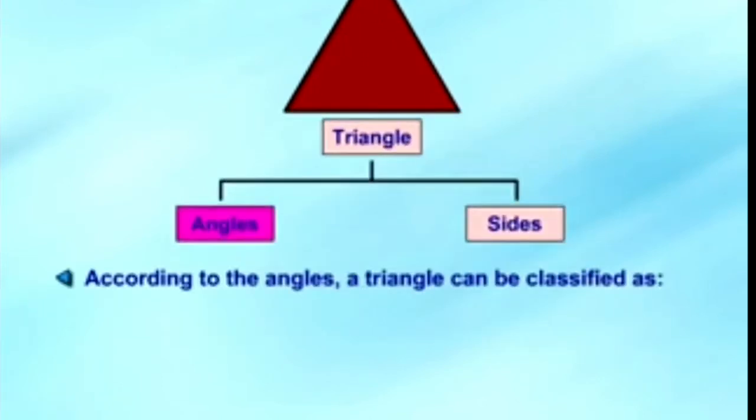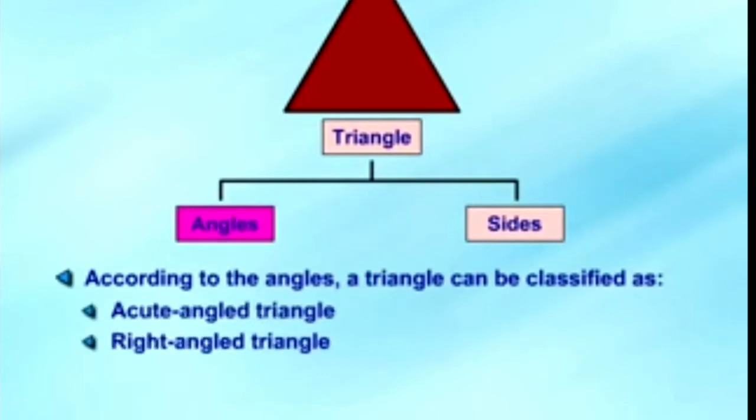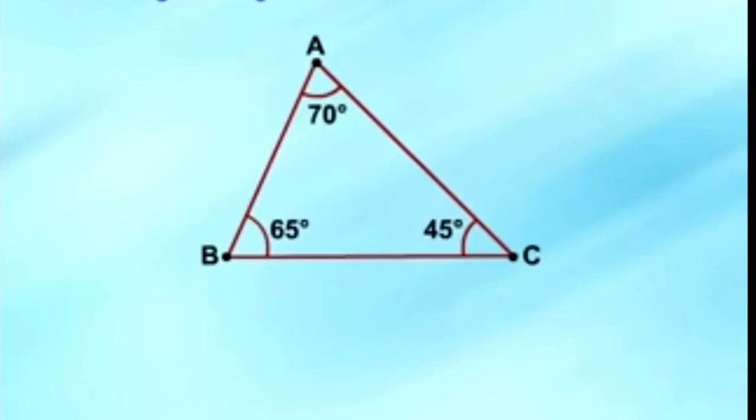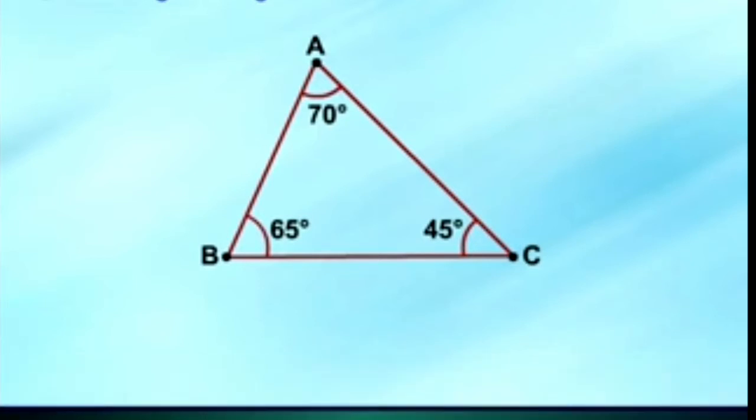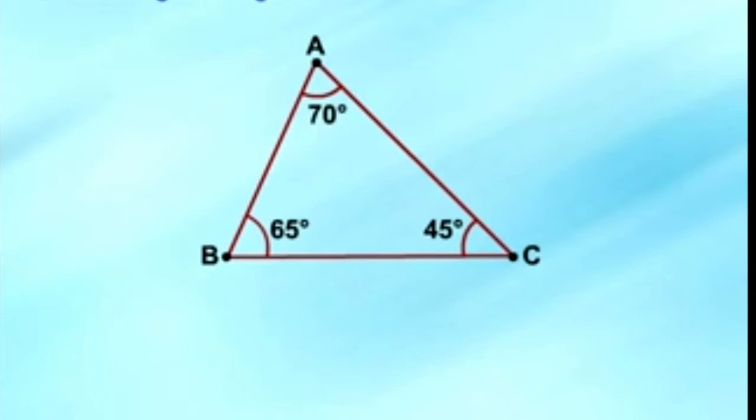First one is acute angled triangle. Then comes right angled triangle. Then obtuse angled triangle. Now, an acute angled triangle is a triangle in which all the angles are acute angles, that is, less than 90 degree. Here we can see all the three angles are less than 90 degree. So it is an acute angled triangle.